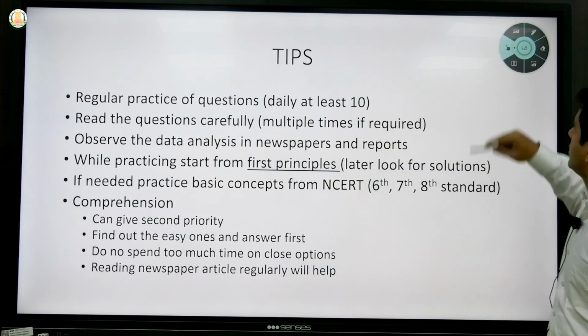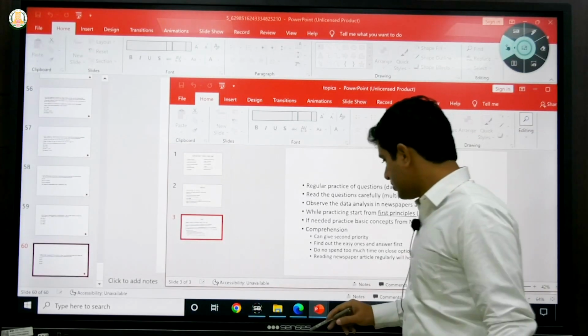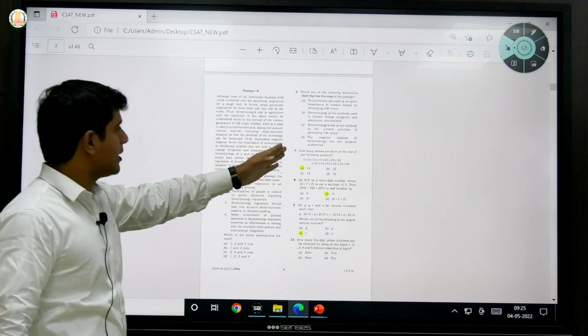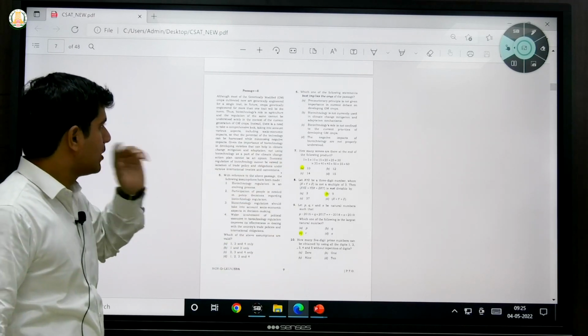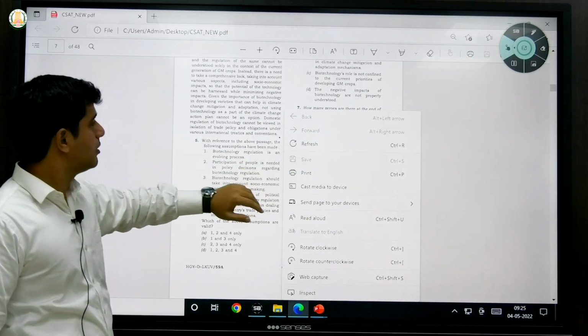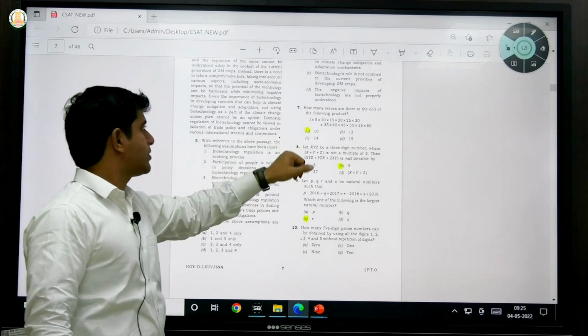Okay, so this is what I have prepared. We'll quickly go through CSAT 2020. Again, all number theory questions are there here. You want me to zoom? Okay, visible? Yeah. So, how many zeros are there?